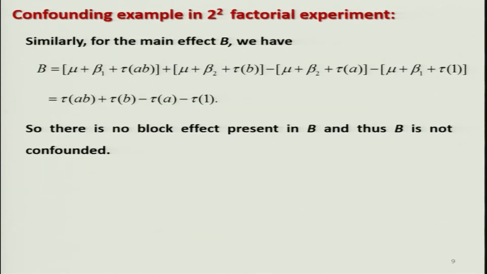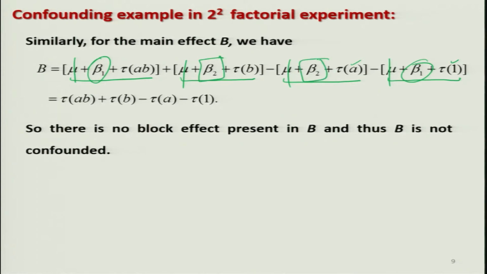Right. And now, the same thing I try to do for the factor B. So, we can write down here, say expected value of y corresponding to treatment combination AB plus expected value of y corresponding to the treatment combination B, then expected value of y corresponding to the treatment combination A, and expected value of y corresponding to the treatment combination 1. Now, in this case also you can see here this mu, mu, mu, mu is getting cancelled out, no issue. And similarly, this beta 1 and this beta 1 are getting cancelled out, and this beta 2 and this beta 2 are getting cancelled out. So, finally, we have here tau A B plus tau B minus tau A minus tau 1, and here also you can see that all the block effects are getting cancelled out. So, there is no block effect. So, we can say that here B is not confounded, no issues.